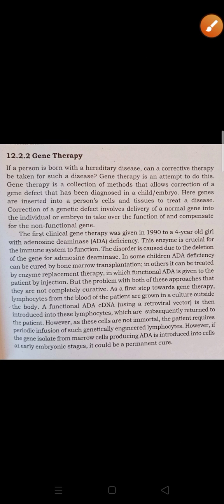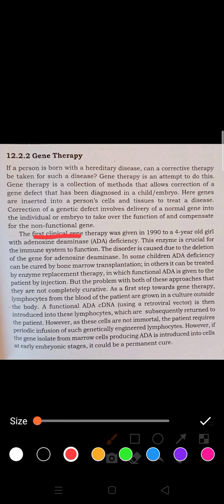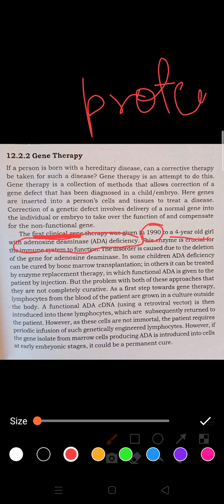Okay, one example is given in the NCERT book, and this example is very important, children, that's why I am sharing it here. In this example, the first clinical gene therapy was given in 1990. Okay, in a 4-year-old girl, and the deficiency is adenosine deaminase deficiency. Means her body is not able to produce one protein. Okay, and this protein's name is adenosine deaminase. Okay, this enzyme, children, adenosine deaminase, is very crucial for the proper functioning of the immune system.